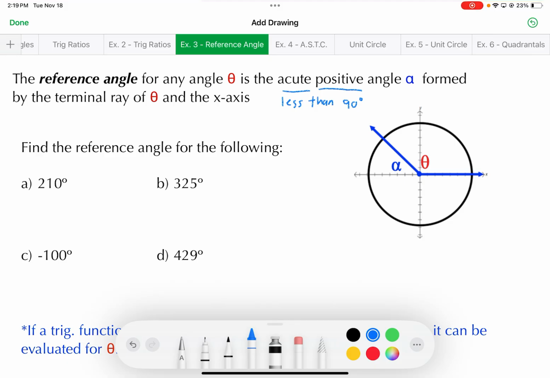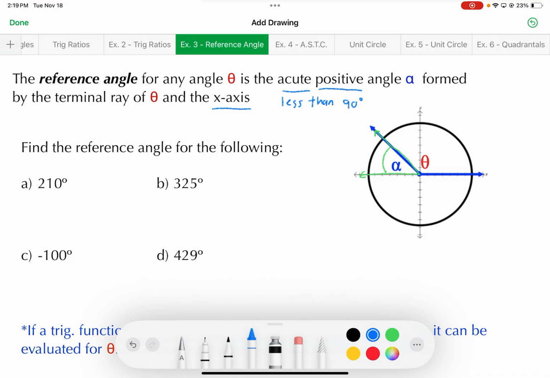And probably the biggest issue I see from students sometimes is the reference angle should always be drawn with respect to the x-axis. Sometimes they'll try to draw it with the y-axis. So you got a picture there. Theta is the angle in red. This would be the reference angle between the terminal side of theta and the negative x-axis in this case.